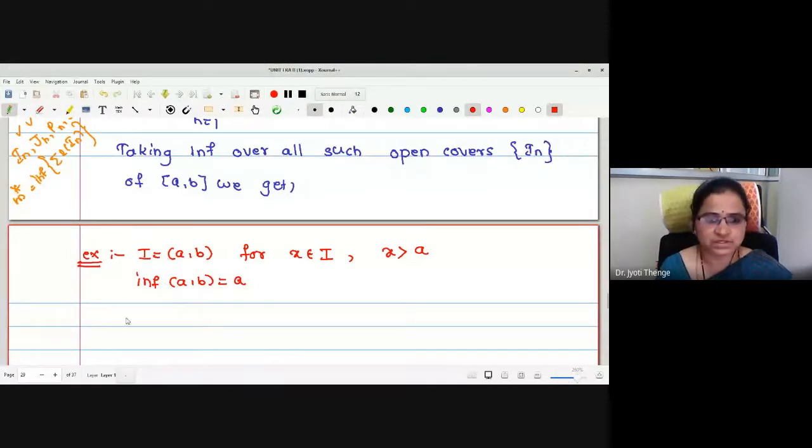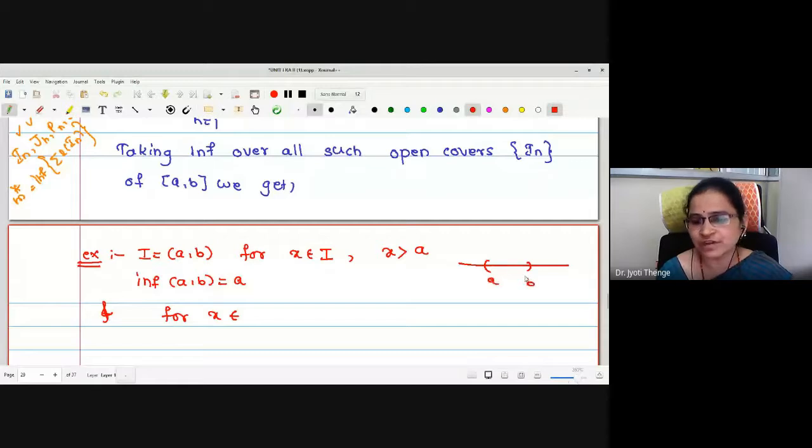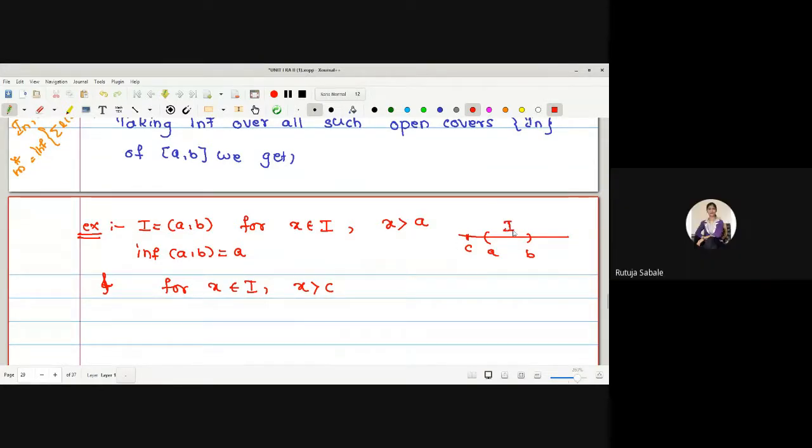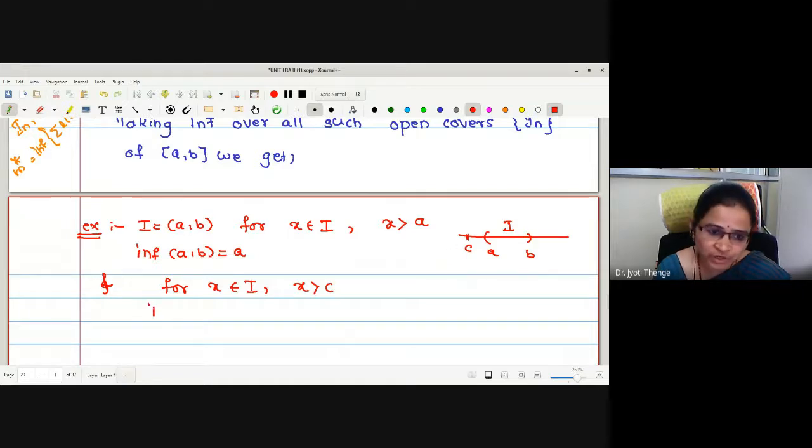Now suppose the same statement and the same interval: for every x in I. Let me plot the interval here, a to b, and suppose I find one point c somewhere to the left of a. Therefore, may I say for every x in I, x is greater than c? Yes, every element in this is greater than c. But what about the infimum? It is greater than c, no? Therefore, both possibilities hold, greater and equal.